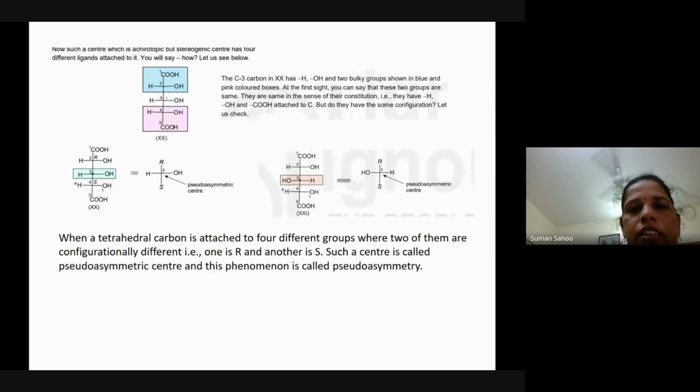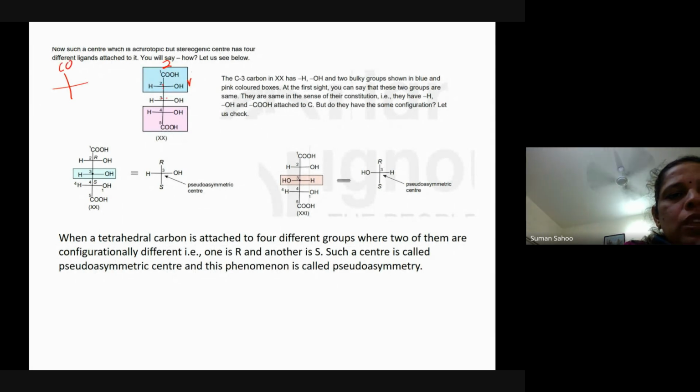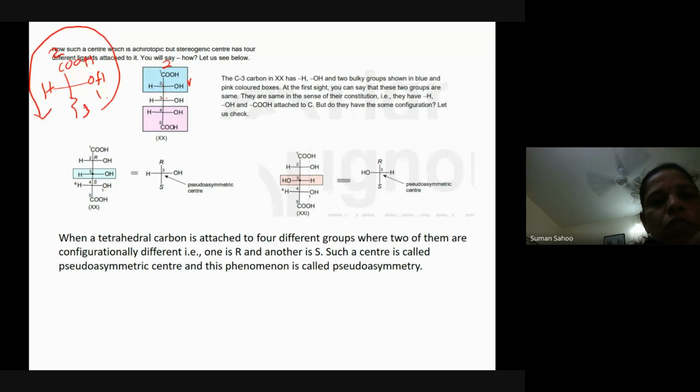If you check this carbon number 2, your oxygen is of higher priority, this one is second, and I am doing this for carbon number 2. So your COH group is here, your OH is here, your hydrogen is here, and here this group. So this is your first priority, second, and this one is third. By doing so, it goes from 1 to 2 to 3 in an anticlockwise direction, but hydrogen is on the horizontal.